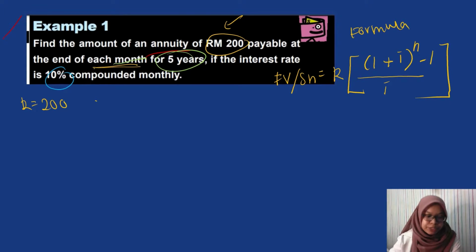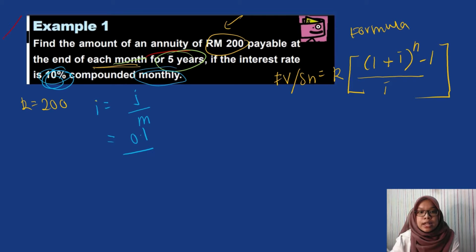The interest rate per compounding period. So the i is basically j divided by m, where j is the 0.1%, which I already changed to a decimal so it is easier. M is the monthly period, the number of periods. So this is monthly, so we use 12 months.